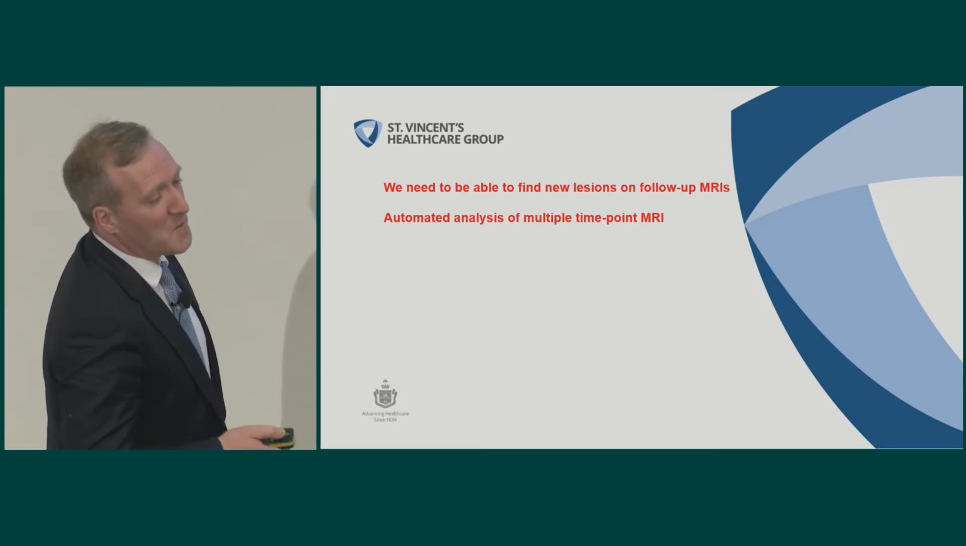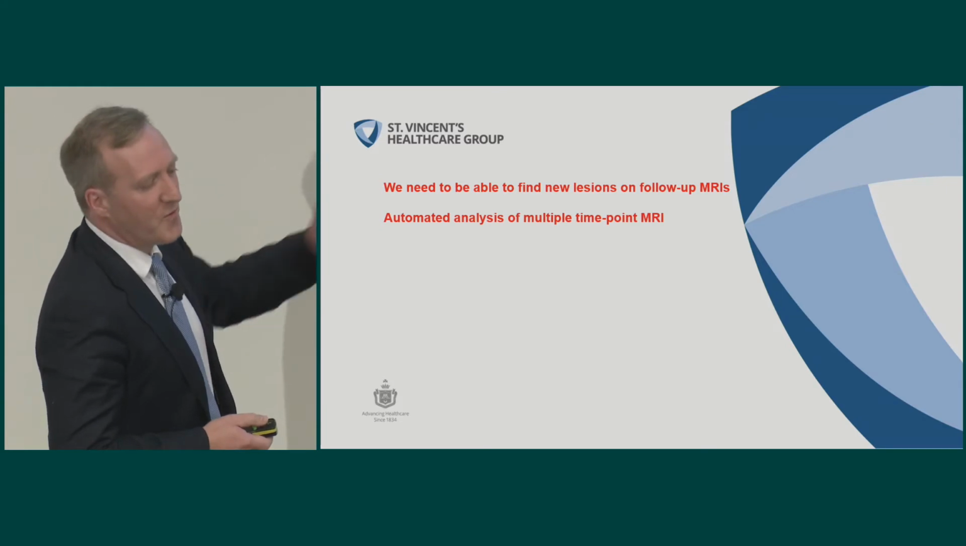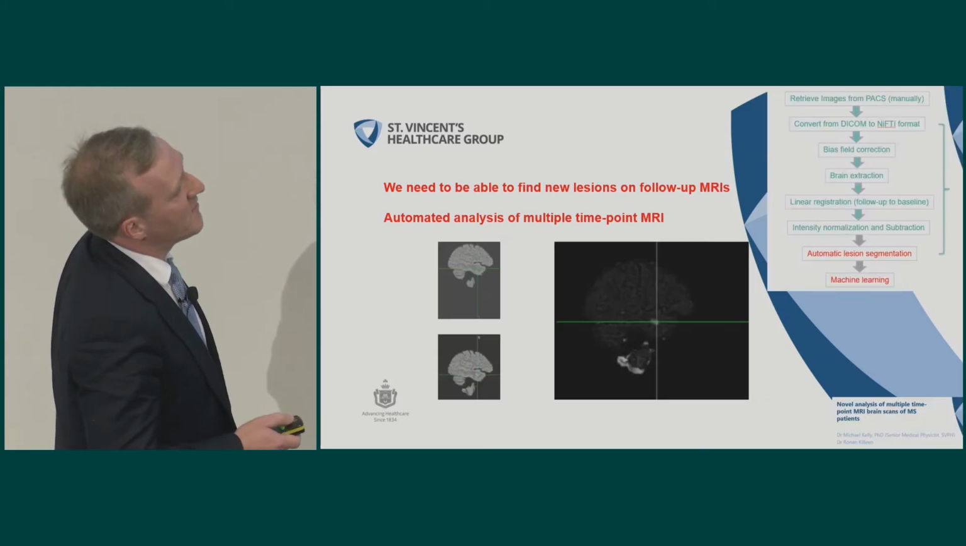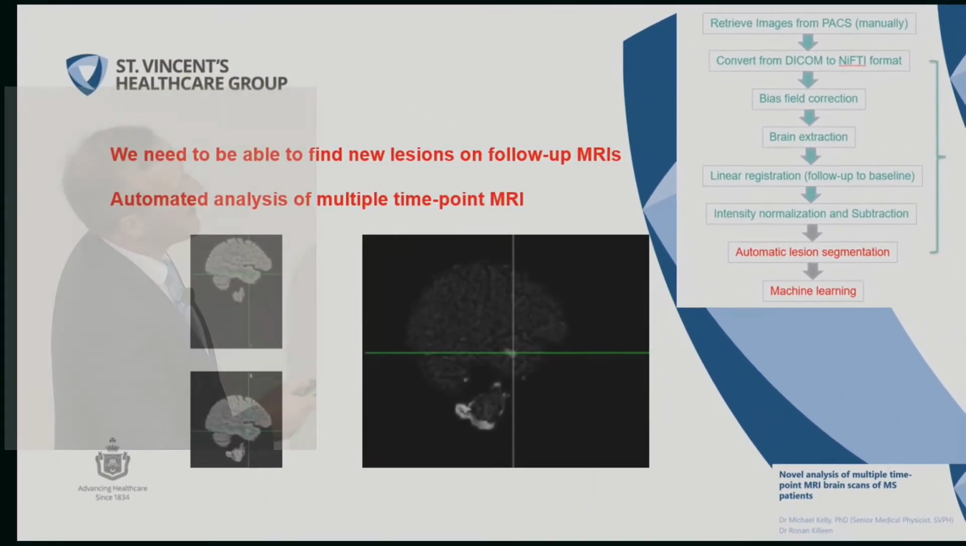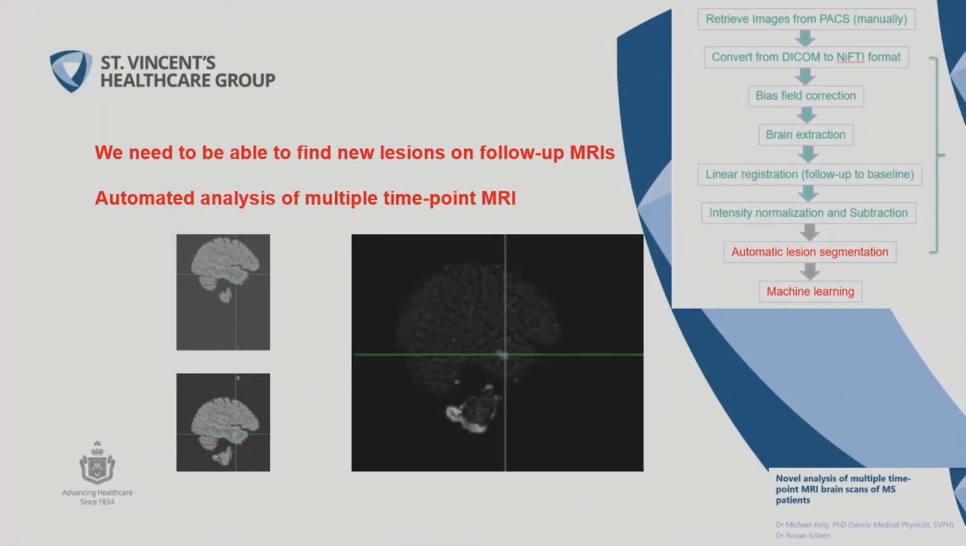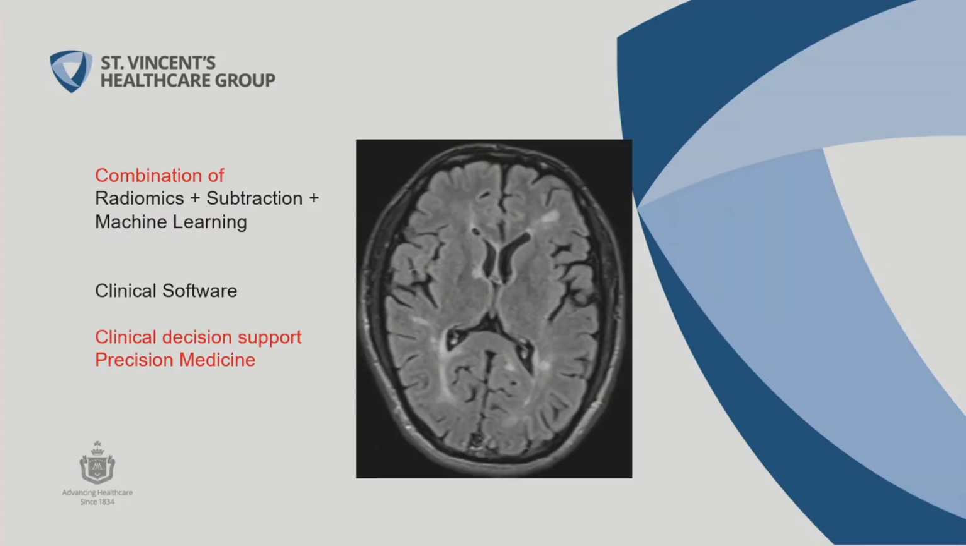So along with that, we need to have a way of analyzing these multiple scans over multiple time points. So we're developing at the moment an automatic segmentation tool so we can subtract MRIs, and then it'll just show us the new lesion, which is here on the patient's temporal lobe. Okay? But on top of that, we really need to employ machine learning and develop algorithms so that we can do that in a much more accurate manner than is possible.